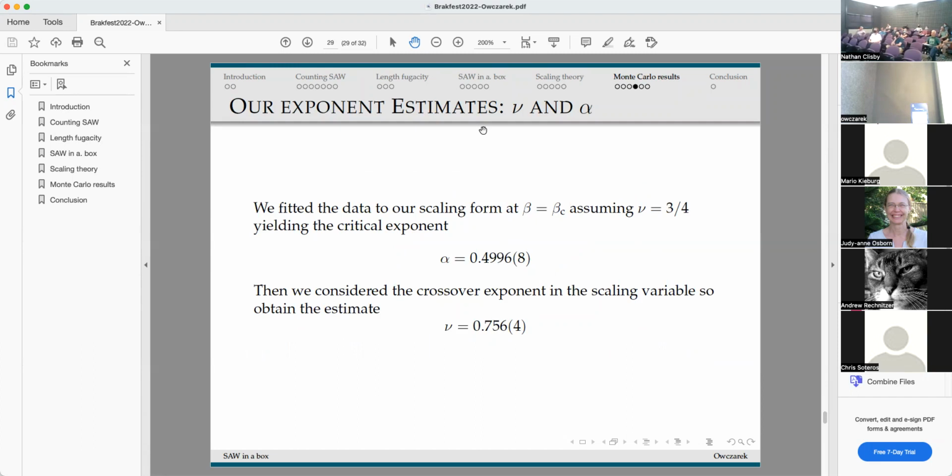If you look at beta equals beta c, and then you don't just draw a straight line, you try to get an actual value of alpha. I said the scaling arguments tell you that alpha is a half. We get 0.4996 with an error of 8, which certainly encompasses a half. You have to assume mu is 3/4. If you don't assume mu is 3/4, and you use the scaling combination to try to calculate mu, okay, it's not so good, but it's close. Maybe the error bar is clearly twice as large as we thought.